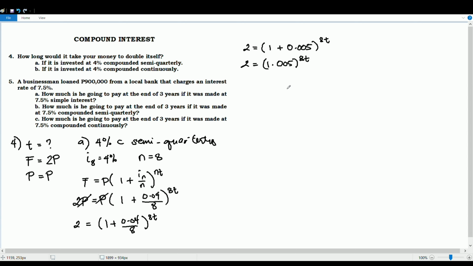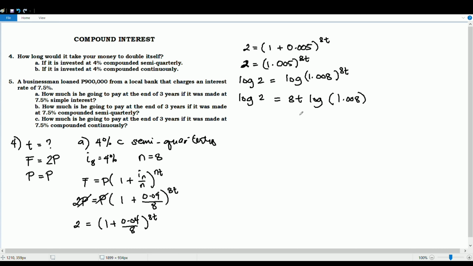Now, how are we going to solve for t? In this case of the solution, we will be using the logarithm. We have to take the log of both sides of the equation so that we can use the property in order to move down the variable t that is raised to 8t. We apply the property of logarithm that the exponent becomes the numerical coefficient of the log. So we have log 2 is equal to 8t log of 1.005.